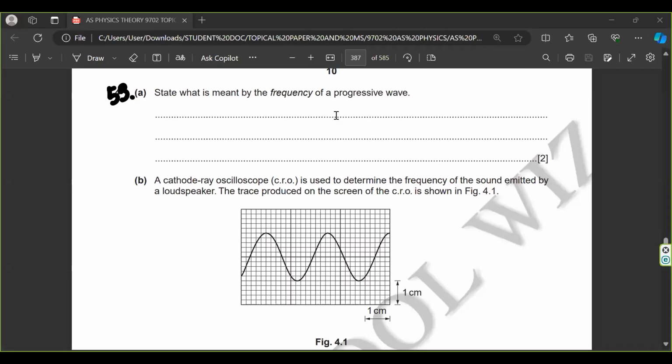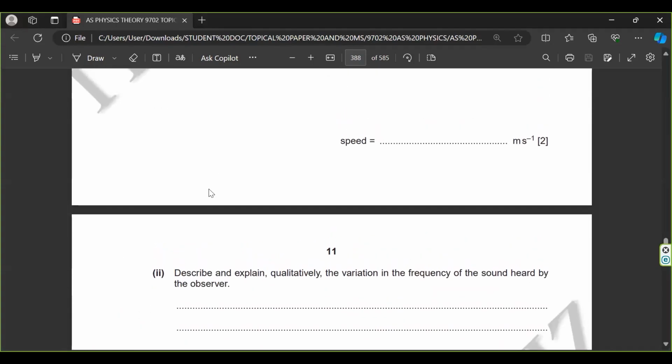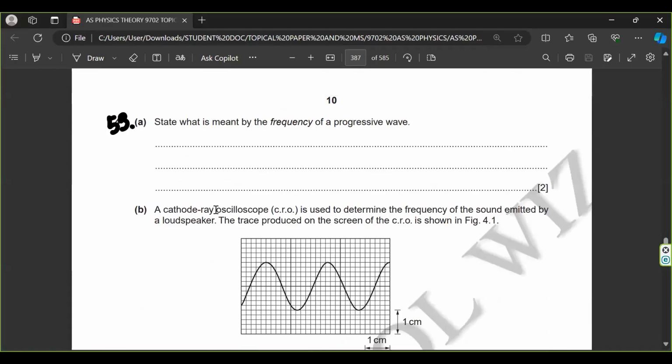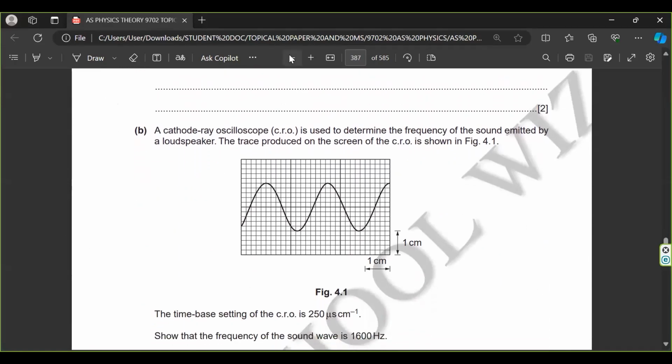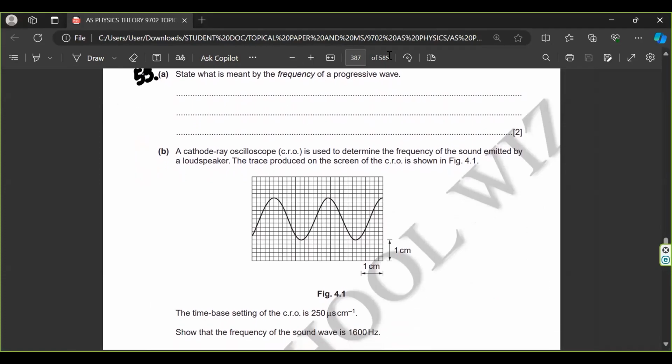All right, now let's look at a question from the A-level CIE board question paper. The year of the question is not mentioned because this is a compiled question paper set from a school quiz site. Here, the first question says, what is meant by the frequency of a progressive wave?